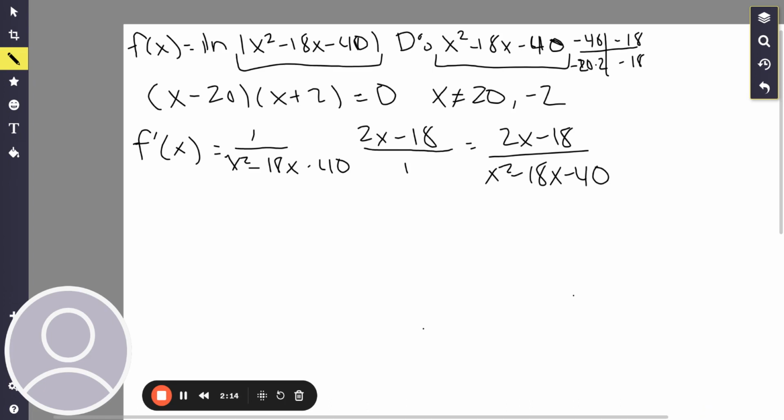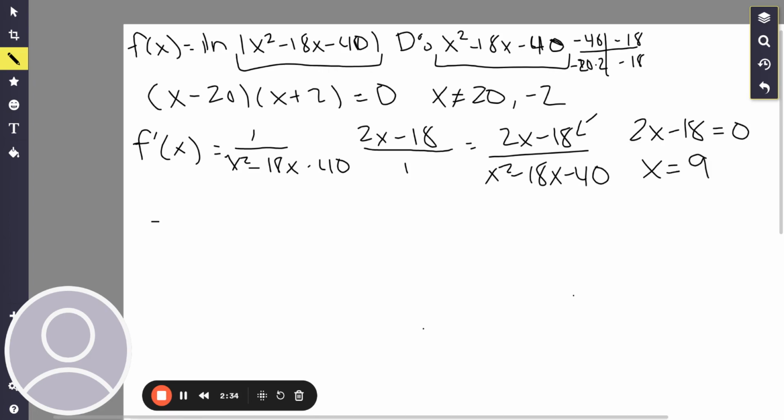So now we're going to find out when that equals 0. It would equal 0 when up top is 0, because 0 over something is always 0. So we're going to take 2x minus 18 equal to 0. And we get that x is equal to 9.